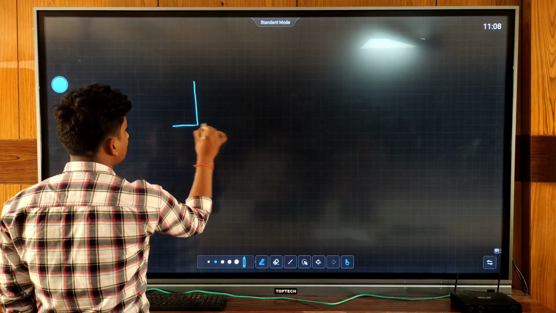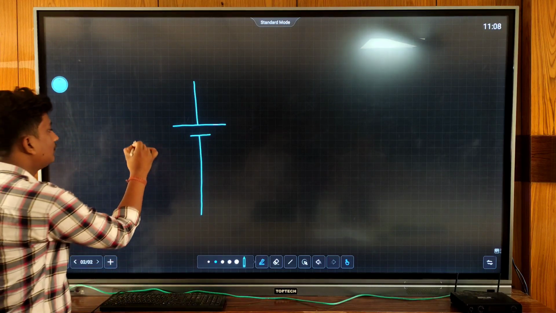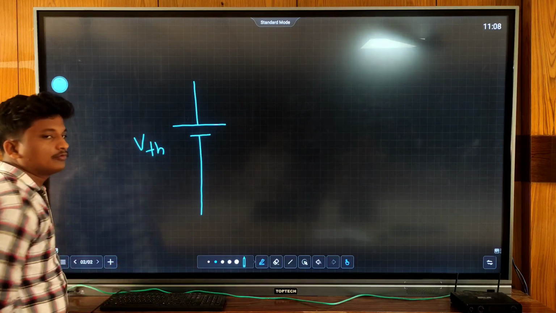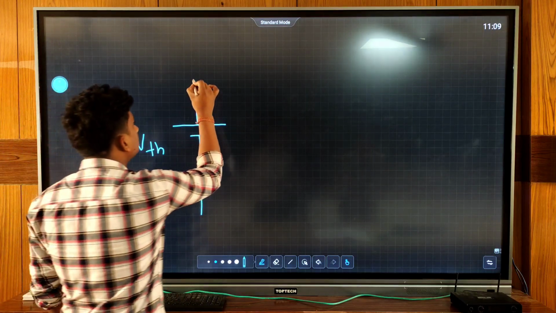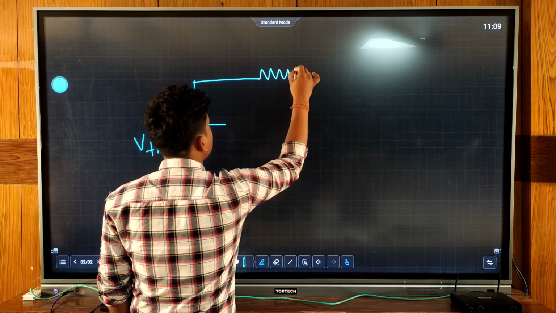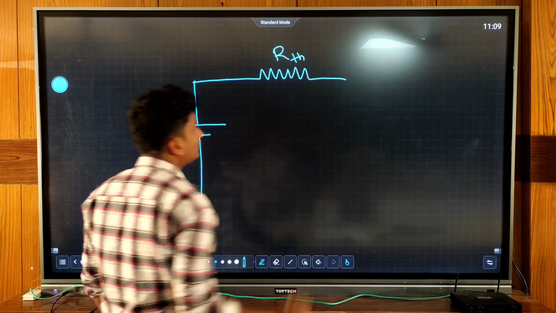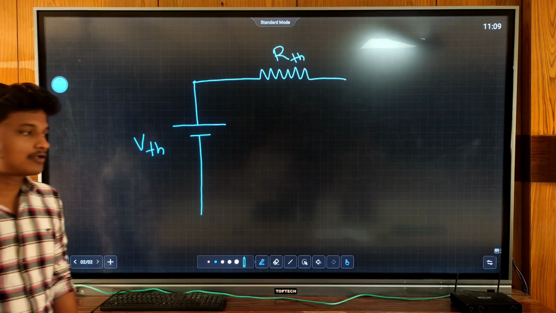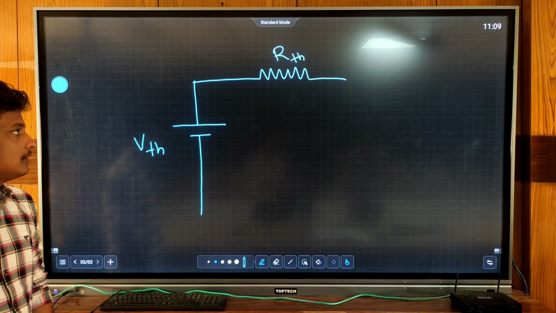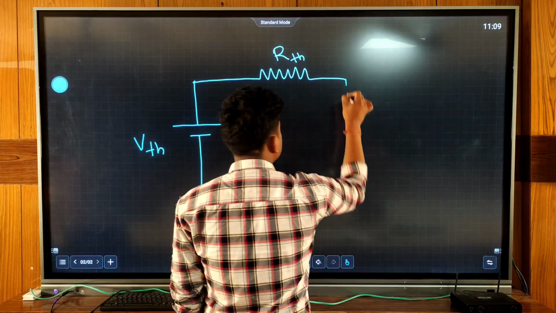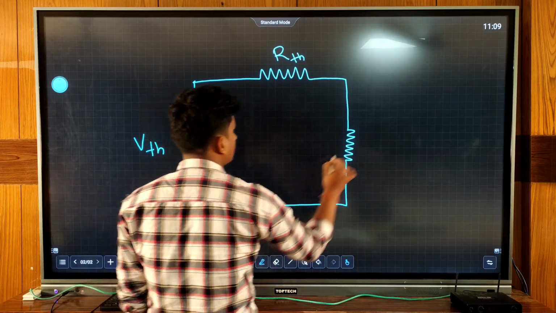A linear bilateral network can be converted to a single voltage source that is called VTH or Thevenin's voltage, which is the open circuit voltage across the load terminal, and a series resistor which is called RTH, that is Thevenin's resistance, which is the resistance across the load terminal when all sources are replaced, and last one, the load resistor.